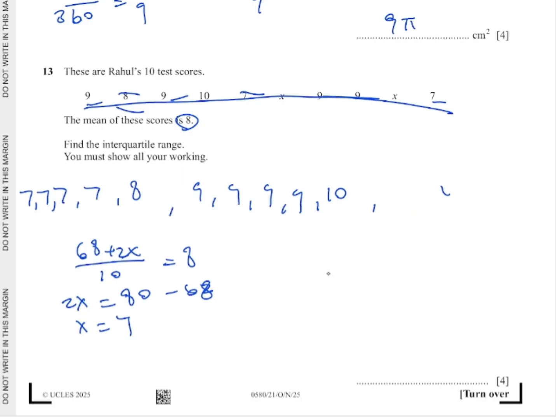Now interquartile range equals third quartile minus first quartile. So we first find the median. There are 10, so median would be the 5th plus 6th over 2. So 8 plus 9 over 2. We don't need to know what it is. Third quartile would be 9. First quartile would be 7, so 9 minus 7 is 2.